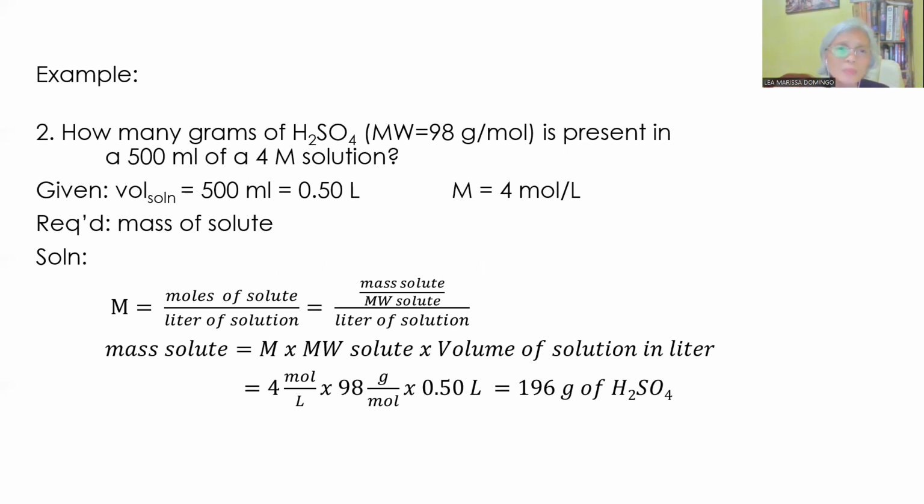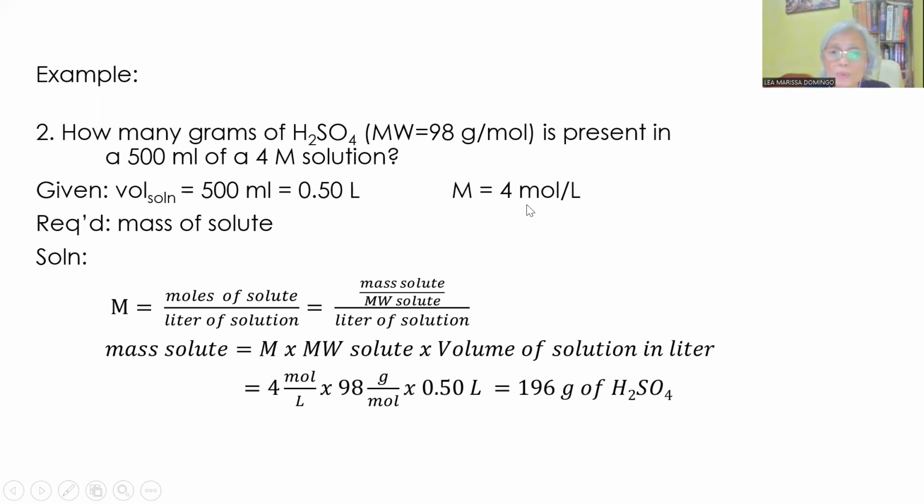We have another example. How many grams of sulfuric acid with molecular weight 98 grams per mole are present in 500 ml of a 4 molar solution? So the volume of solution is 500 ml or 0.5 liter.